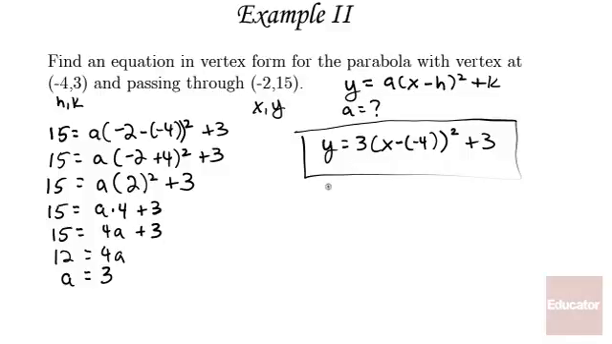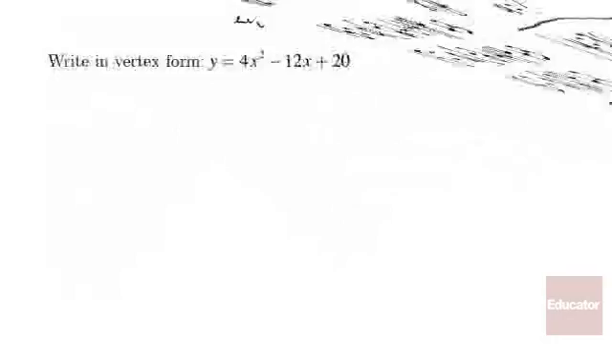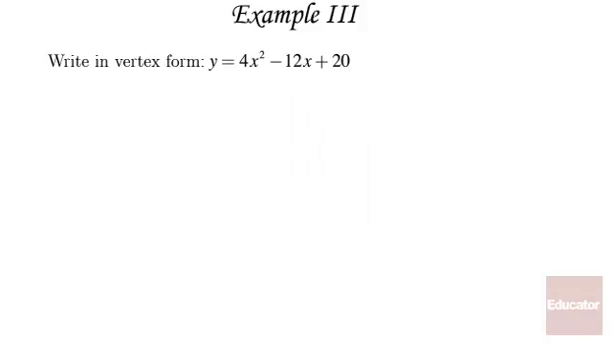And here, a equals 3, h equals negative 4, and k equals 3, vertex form. Okay, again, I'm asked to write the quadratic equation in vertex form. But notice this time, with the standard form, a does not equal 1. Recall that I'm going to have to do an extra step before completing the square in this situation.